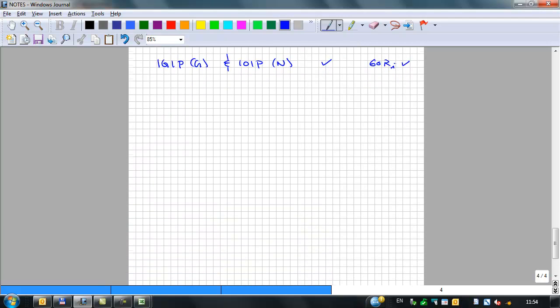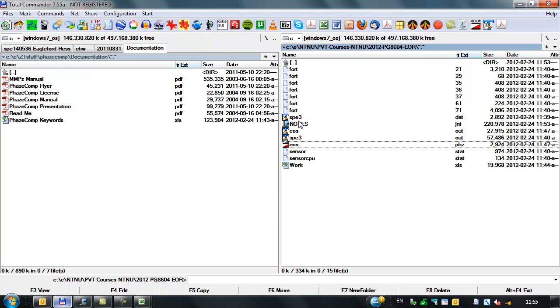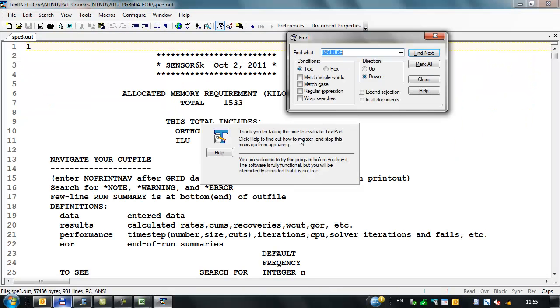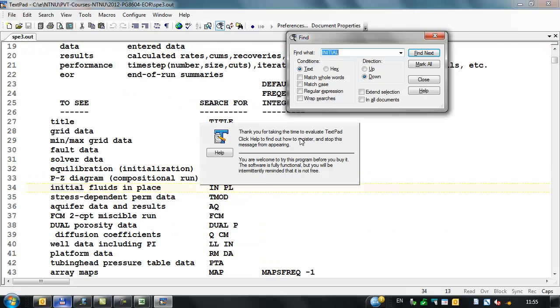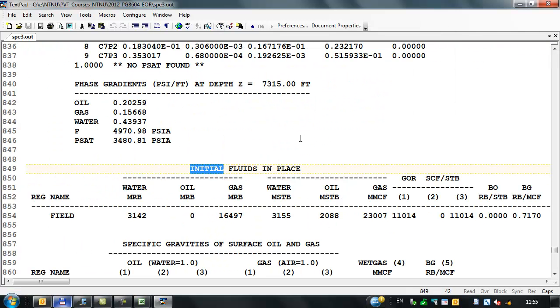How are they going to compare? Well, in the simulator, do you see any difference between the reservoir simulator and the PVT experiment? What are some of the differences you see or that you've noticed? Okay, what's one difference? The PVT simulator has no water in it.